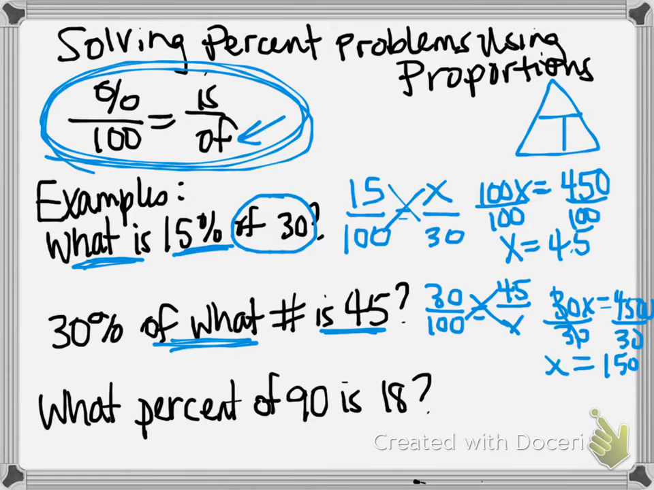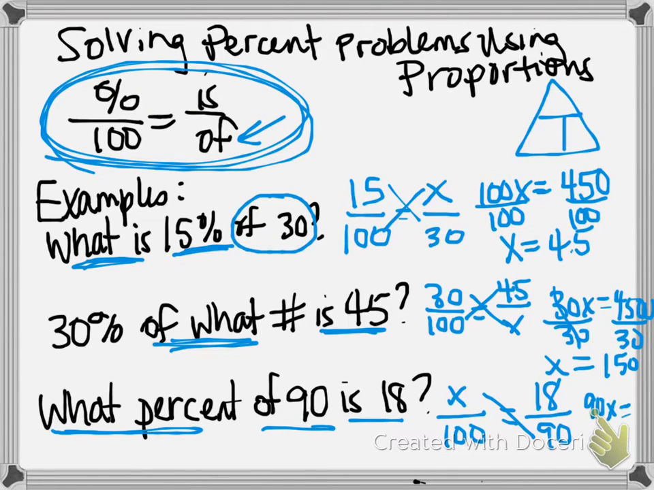Okay. And then next, what percent? We don't have the percent, so that's our x, of 90, of goes on the bottom, is 18, 18 goes on the top. Cross multiply, 90x equals 1800, divide by 90, you get x equals 20. And that would be 20%. Okay, so that is the one way to solve it.